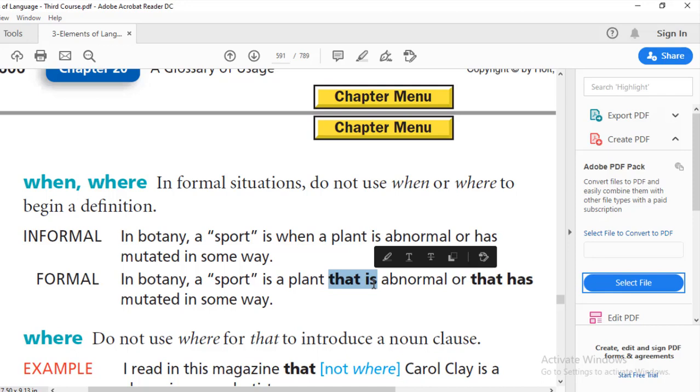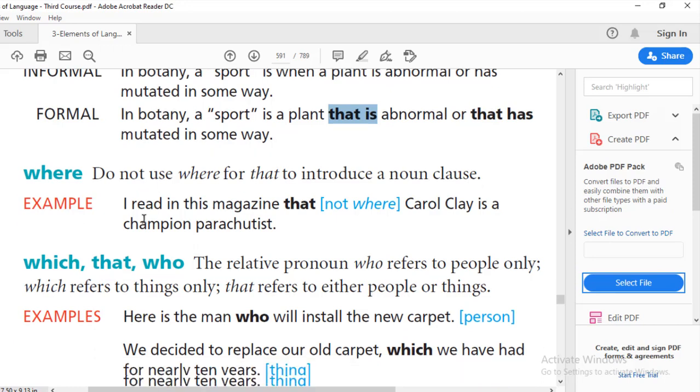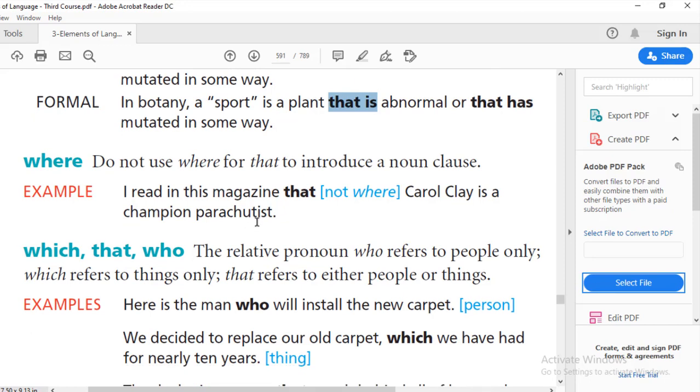Yeah, for example, football is a sport that is, and then you continue, right? So don't use where or when. The same for where, don't use where instead of that. So the correct one here must be that in all cases, like that sentence.